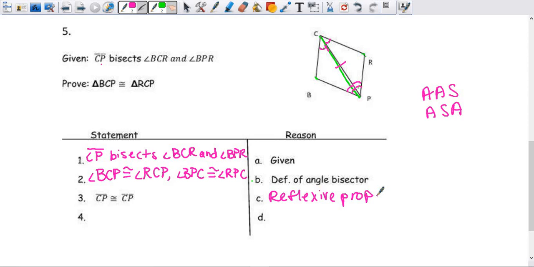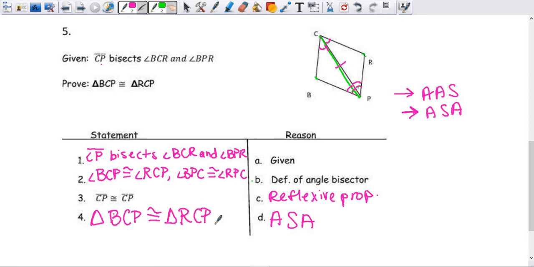So now, is my side in between my angles or is it outside of my angles? It is in between them, so I use angle side angle to prove that triangle BCP is congruent to triangle RCP. All right, so those are your triangle congruency proofs. We'll do a lot more practice with this since these will be the most types of proofs that you see.